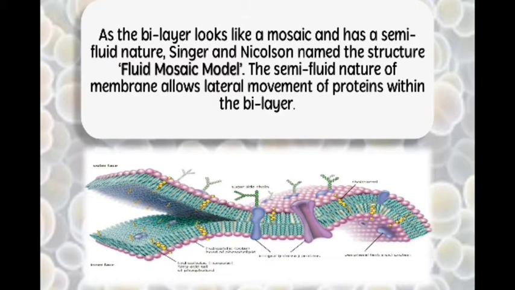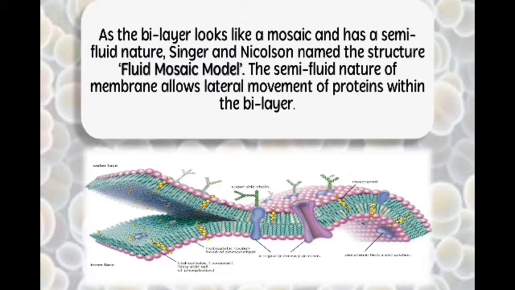The small spheres represent the hydrophilic ends, and the wiggly tails represent the hydrophobic fatty acid chains. Singer and Nicolson named this structure the fluid mosaic model, which is the most widely accepted model of the cell membrane.